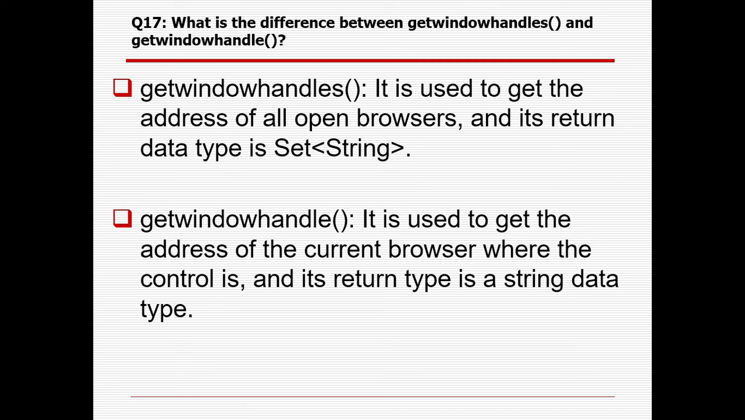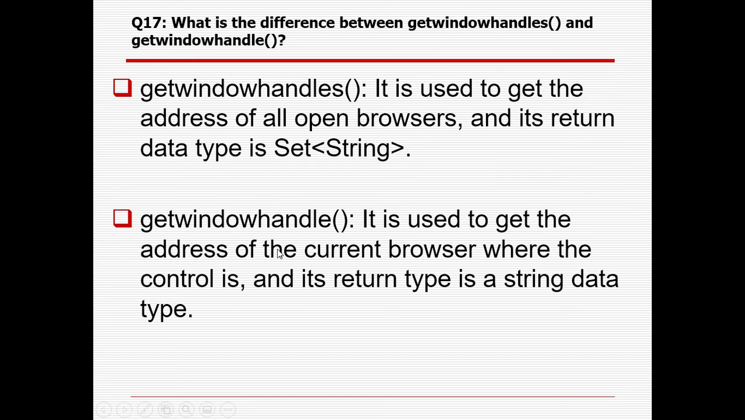getWindowHandles is used to get the addresses of all the open browsers, and its return type is a Set of String, right? Because it handles multiple browsers, it will be stored in some variable, where you can store it in a Set interface. The type will definitely be String. Whereas getWindowHandle will definitely be single, right?